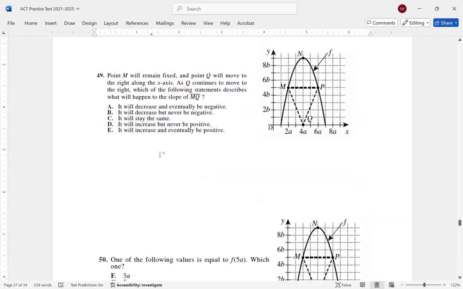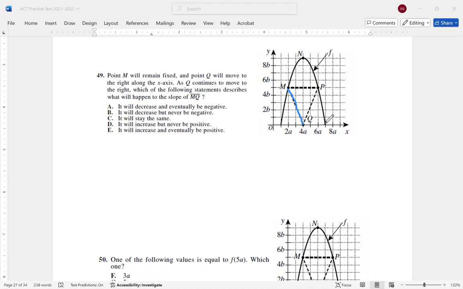Question 49. Point M will remain fixed and point Q will move to the right along the x-axis. As Q continues to move to the right, which of the following statements describes what will happen to the slope of MQ? So basically, we're going to take this Q. Right now, MQ has this slope.